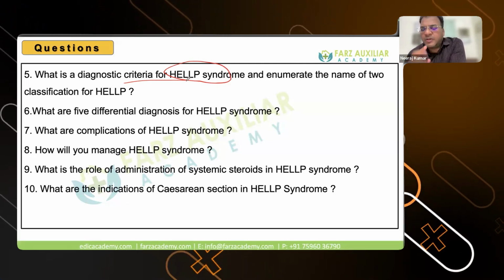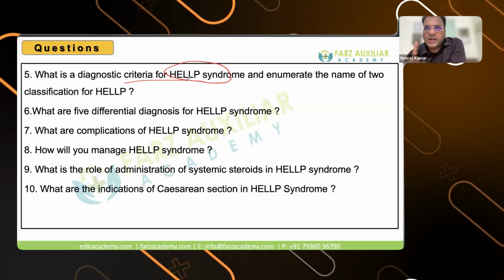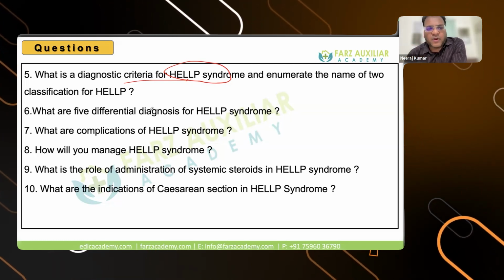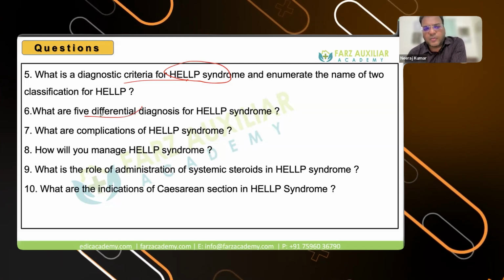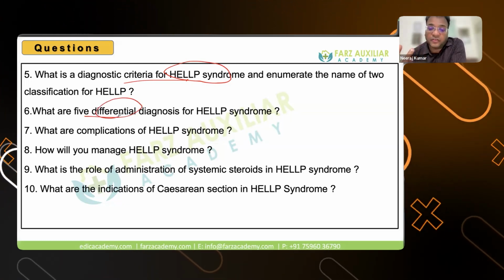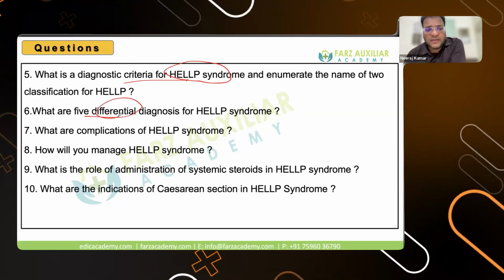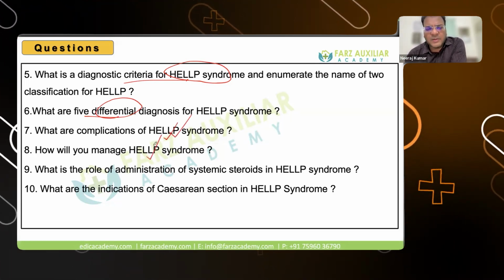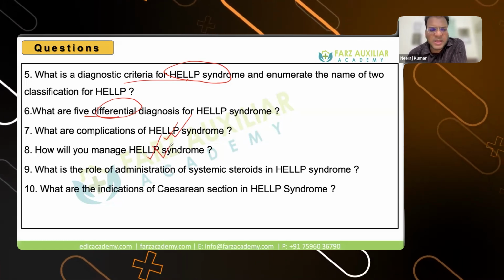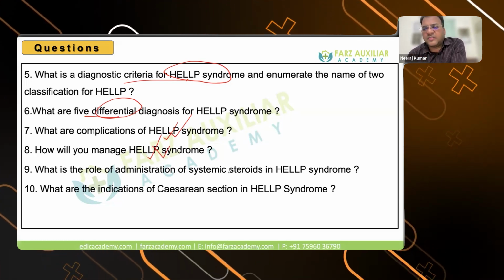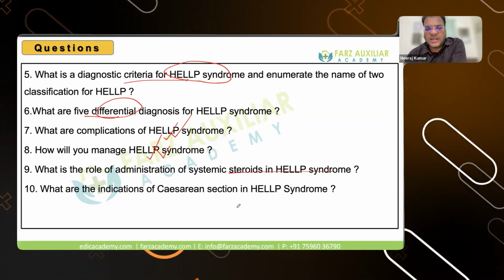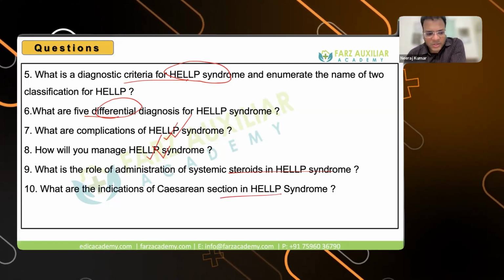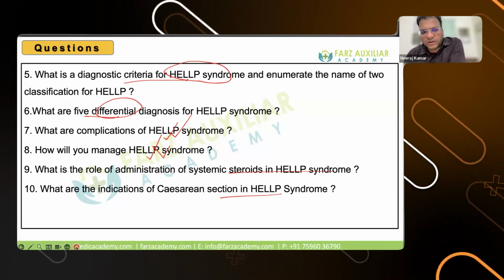Now, again, here the problem is many people used to tell one diagnosis, but the second one is mostly missed. And then what are the 5 differential diagnoses? Many students used to tell 3 differential diagnoses, not all 5. And then what are the complications? Many of them used to tell. And how will you manage HELLP? Again, this is a very important topic. And then what is the role of systemic steroids in managing HELLP syndrome? And then what are the indications of cesarean section in HELLP syndrome? So let's see one by one what the answers are.